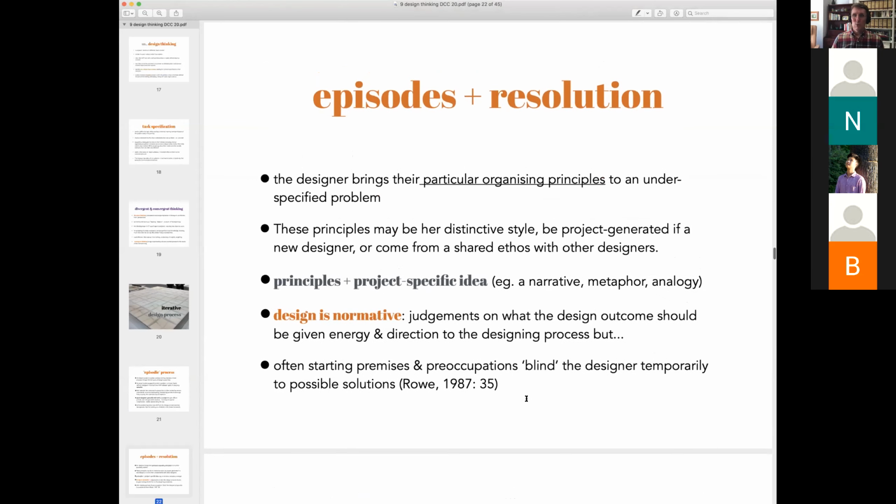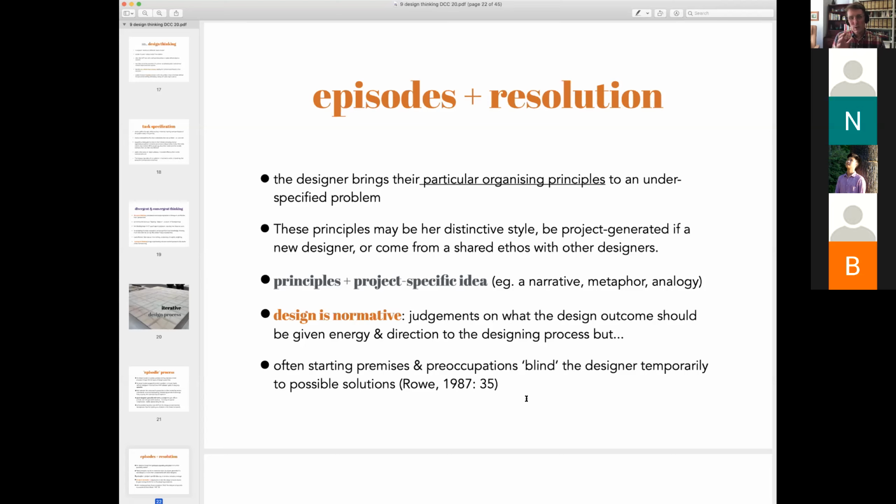Okay, so what do we see with this process of resolution? Generally the designer brings their own particular organizing principles to an underspecified problem, okay? They might have a distinctive style, or sometimes if you haven't yet developed your style, it'll be in response to the project. And this is a really important point. The more experience you have, the projects help you to develop your own style. You don't arrive fully formed as a designer. You have to work on projects to discover what your approach is. So you have some principles, and then you also have a project-specific idea. You can't just apply the same solution to everything. Lazy consultancy firms do this, but there's a huge backlash now from clients.